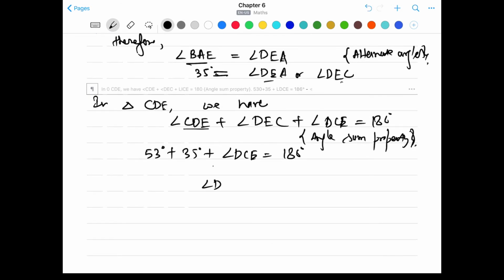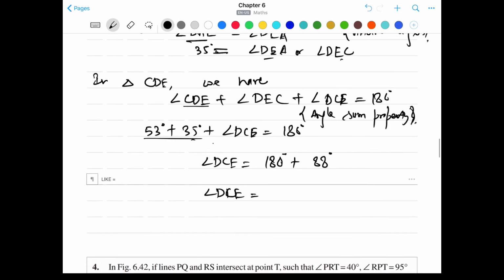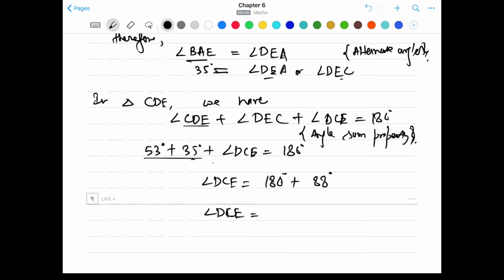So angle DCE will be equal to 180 degree minus, let's add these two angles, this will be 88 degree. So the measure of angle DCE will be 180 minus 88 degree, which is 92 degree. Okay, so that's the answer of question number 3 of exercise 6.3.